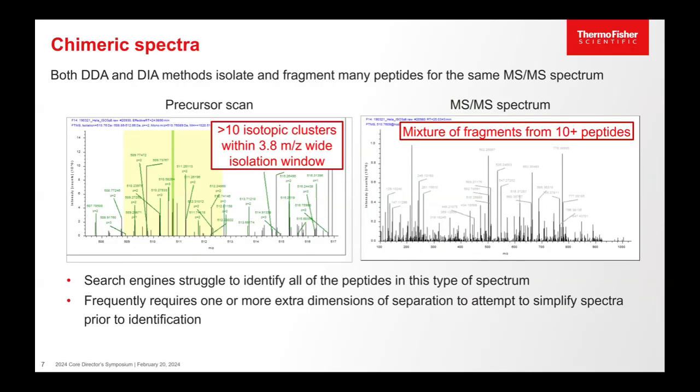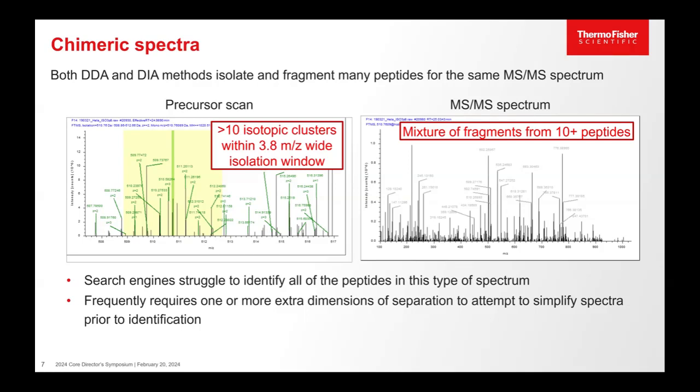Now, Chimerys is named Chimerys because it is meant to handle this problem with chimeric spectra. So a chimeric spectrum looks like this. The left is the MS1 data for a complex mixture, with a wide isolation window, actually something like you would see in DIA, but you also see in DDA. All of those peptides within the isolation window get isolated and fragmented together, and produce the spectrum on the right. And that spectrum on the right has at least 10 peptides being isolated and fragmented together.